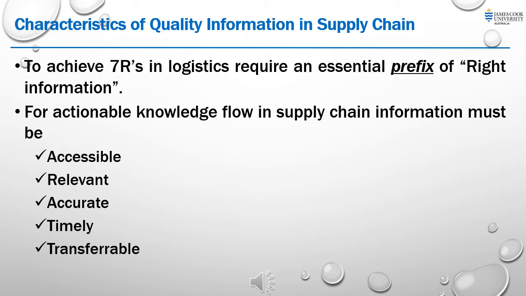Right quantity: the correct quantity of product must be delivered without overstocking or understocking. Right quality: the product must meet the quality standards expected by the customer. This includes factors such as packaging, labeling, and presentation.